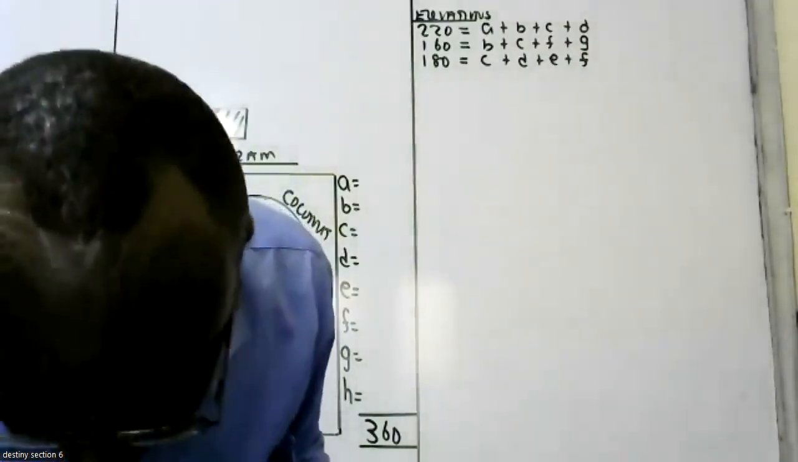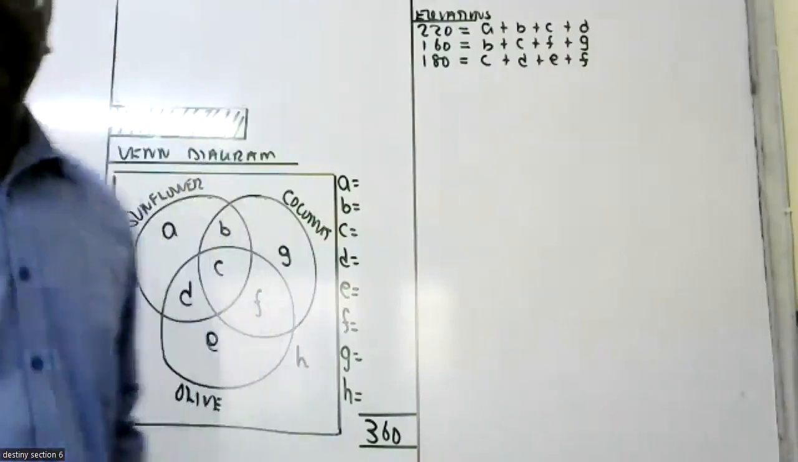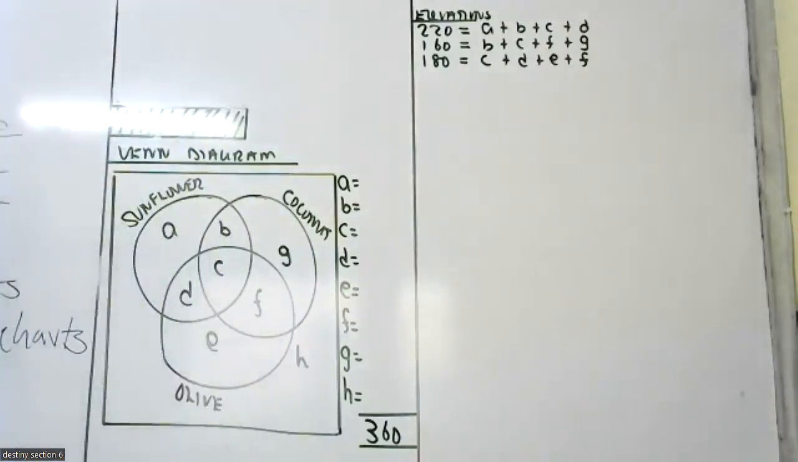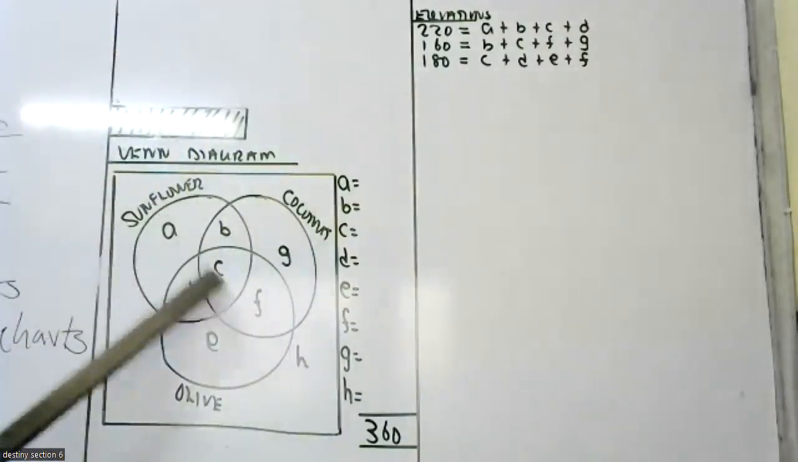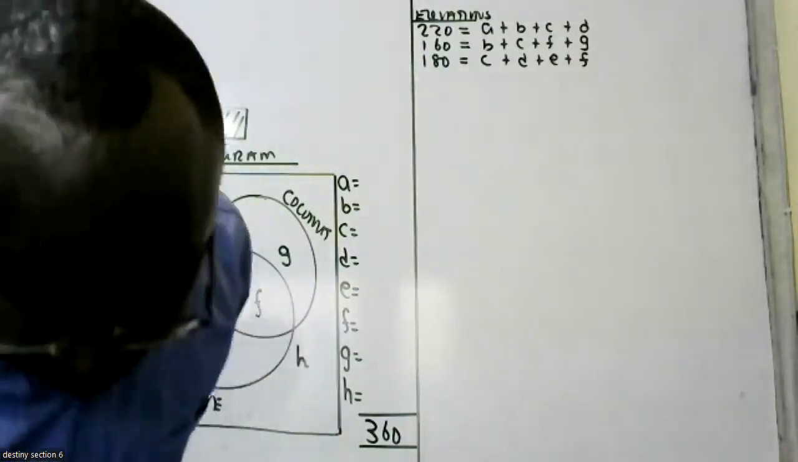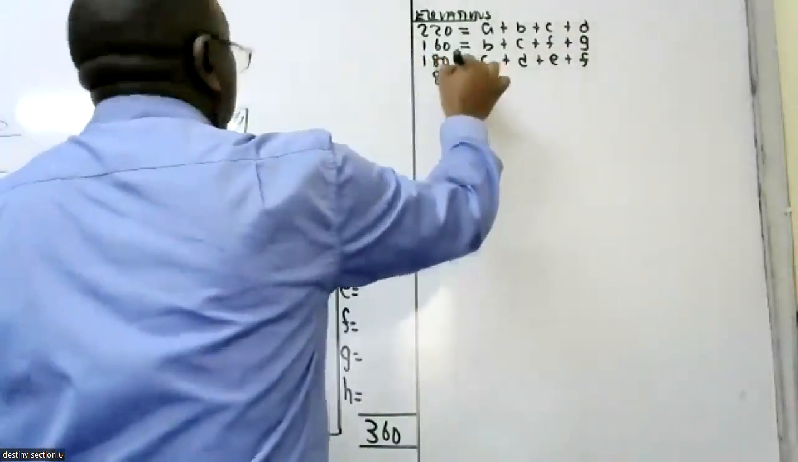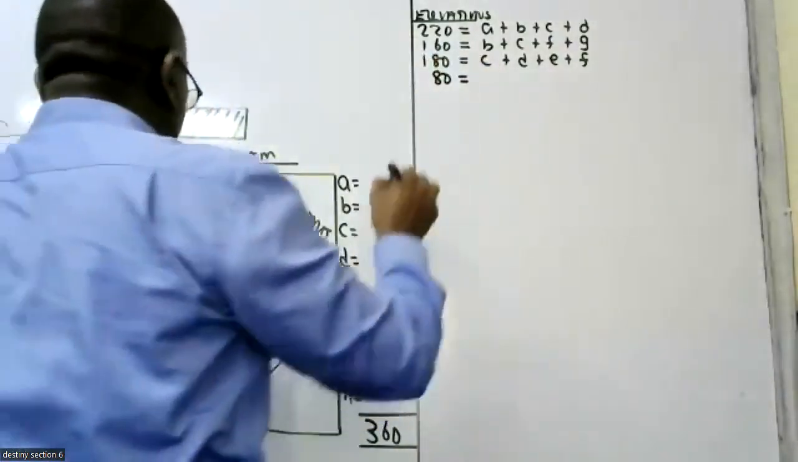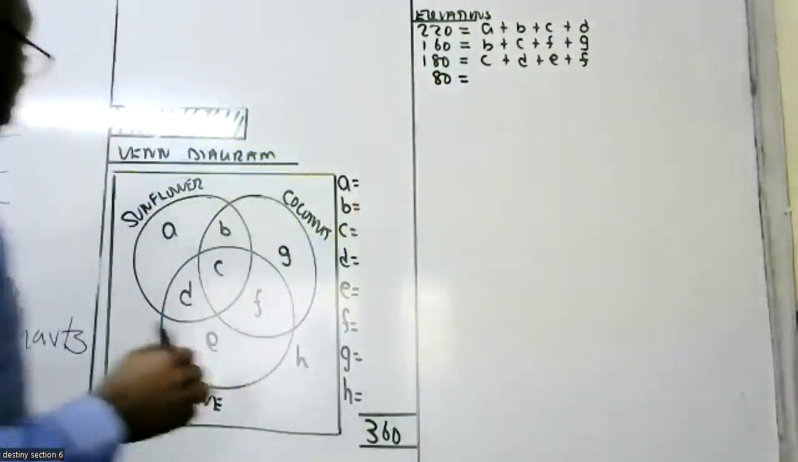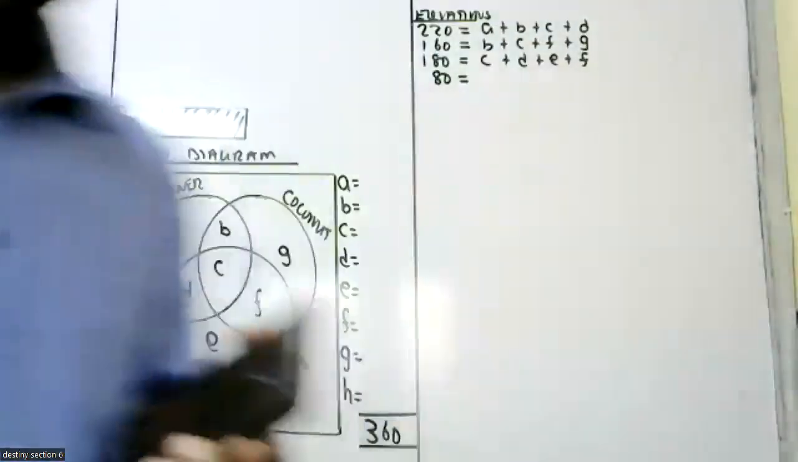The next one is 80 customers preferred both sunflower and coconut. Both sunflower and coconut, that is B and C. And that is 80. We are told, just a minute.